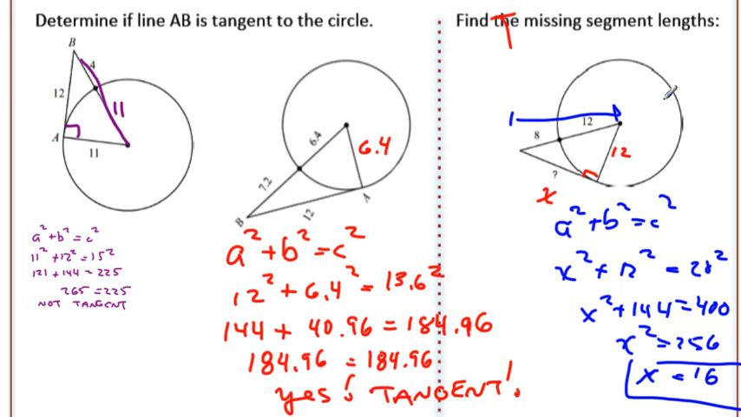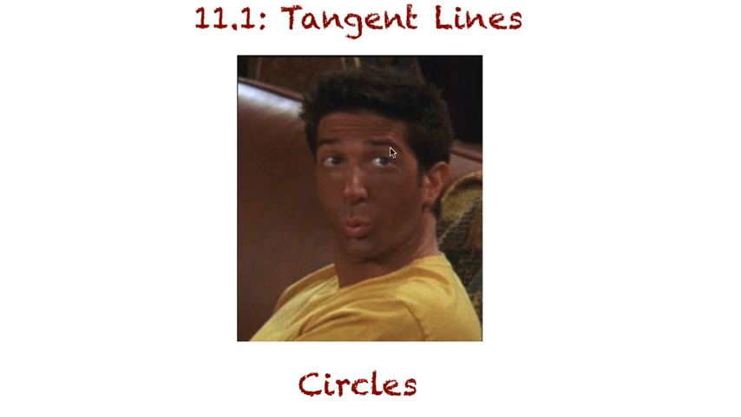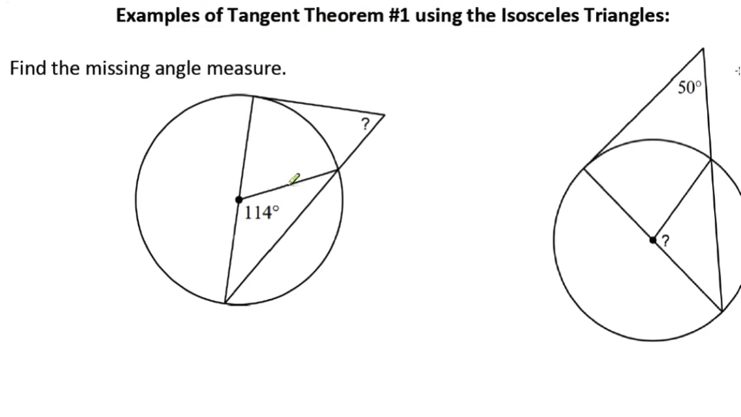So the Pythagorean theorem is going to help us out. It's going to play a big part actually as we go through these different examples. So make sure that you know your Pythagorean theorem. All right, so how can we use this theorem with some isosceles triangles to find some missing angles?